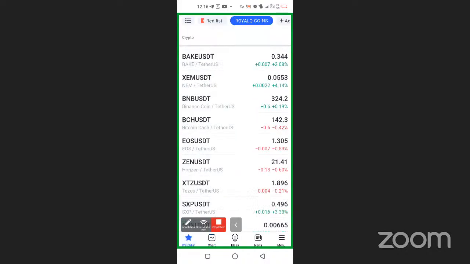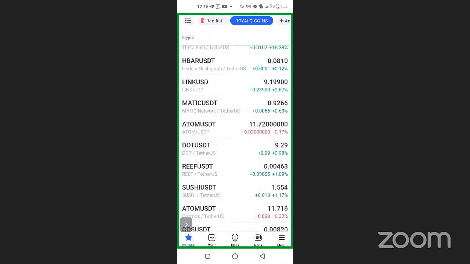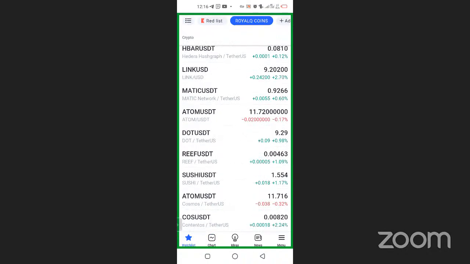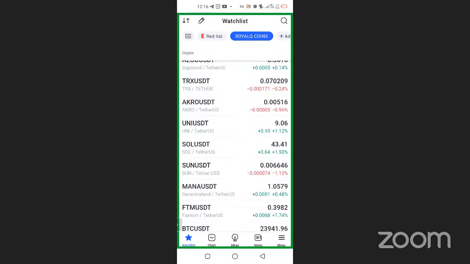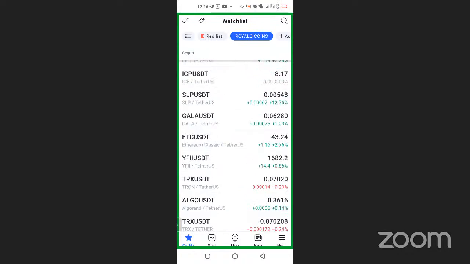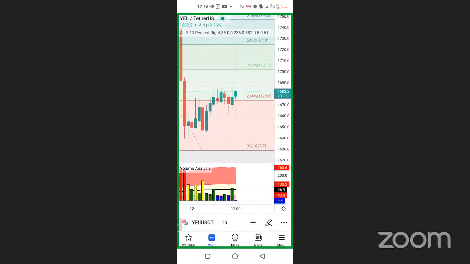That's how you keep on looking for coins you can trade. As you keep on looking for coins you can trade, ladies and gentlemen, you reach a time and develop what I call favorite coins. I have my favorite coins, and this is one of them. YFI, it's my favorite coin, ladies and gentlemen. Beautiful.